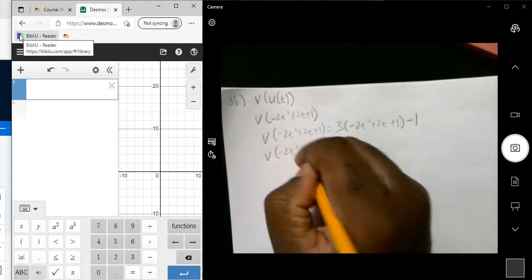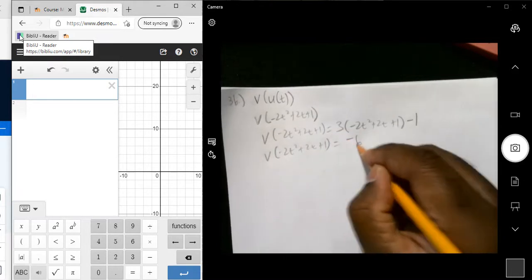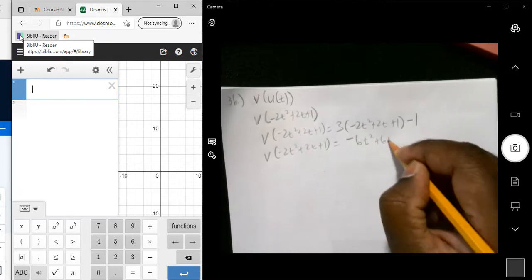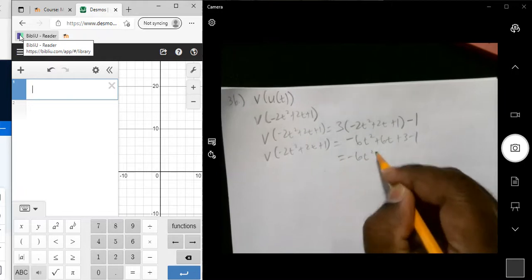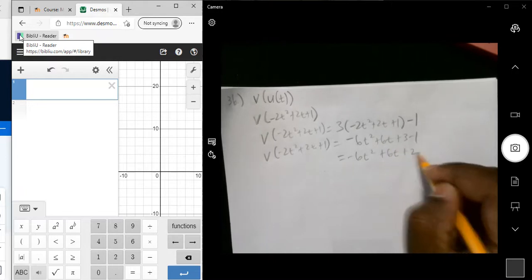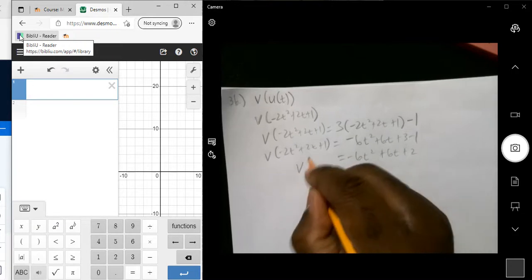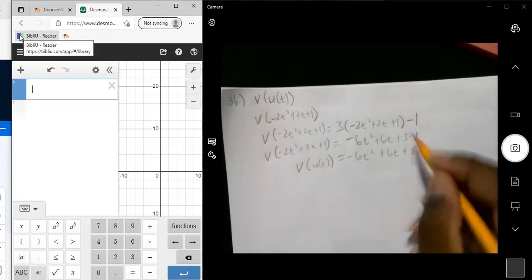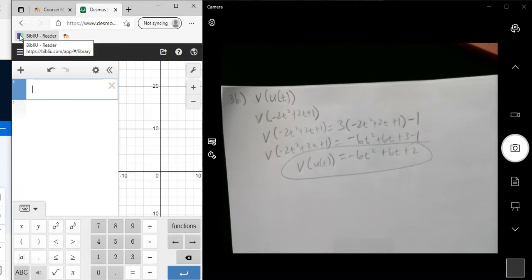So let me rewrite this again. This will be a negative 6t squared plus 6t plus 3 minus 1. So it'd be negative 6t squared plus 6t plus 2. And that will be the final answer of the v of u of t. Okay, now that took care of 3. Now we're going to go to number 5.